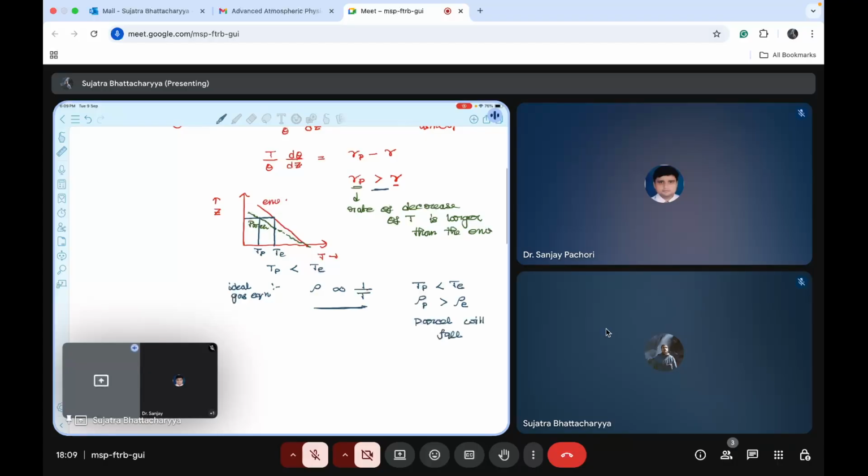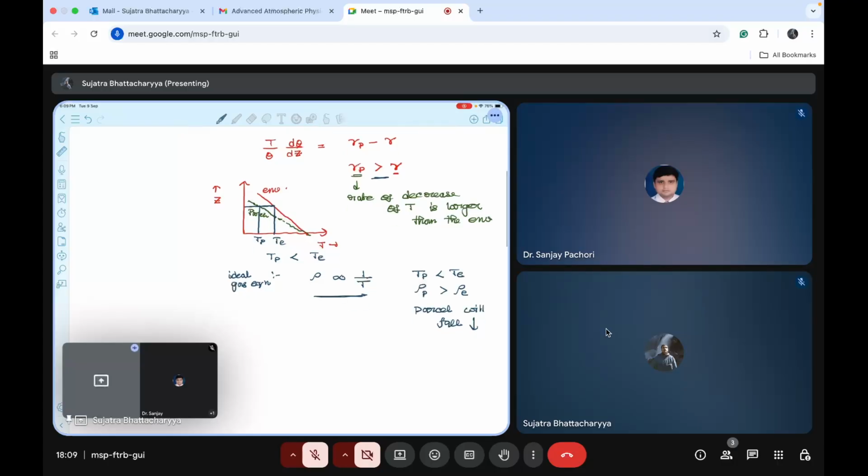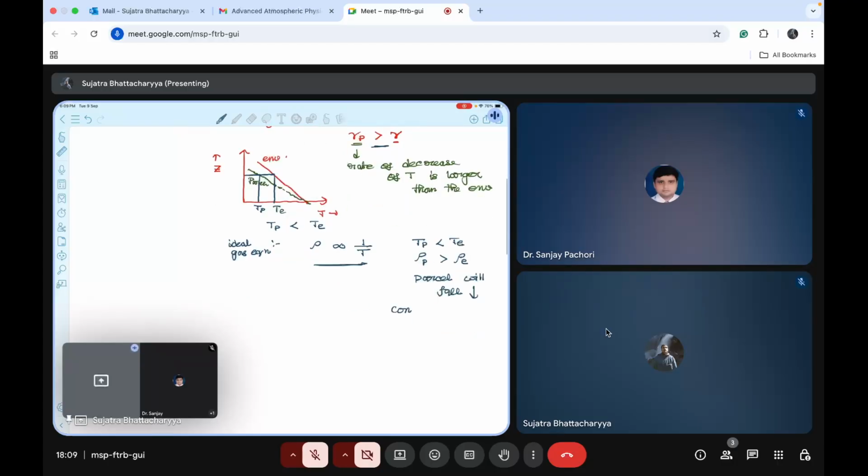That means the convection is not occurring. It is opposite to the convective activity. For convection, what will happen? There should be a rise in the parcel. Then only you will see the cloud formations and all those things. But in this case, the parcel will fall. So it will not allow the convection to occur. Okay, so that's why this is convectively stable.